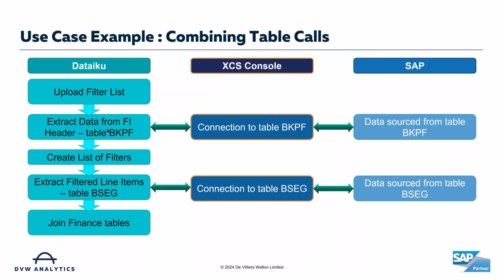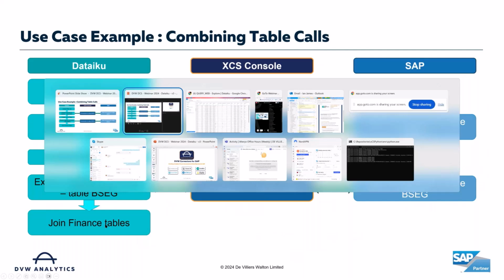So what we can do is use the data that we've just extracted from BKPF to create a list of filters. And so when we go to BSEG, the line item table, we're pulling back just the line items that correspond to the headers that we've already extracted. So we're being very precise, very surgical, and we're pulling that data back. And then finally, we join that to get the full financial view. Let's have a look at that in Dataiku.